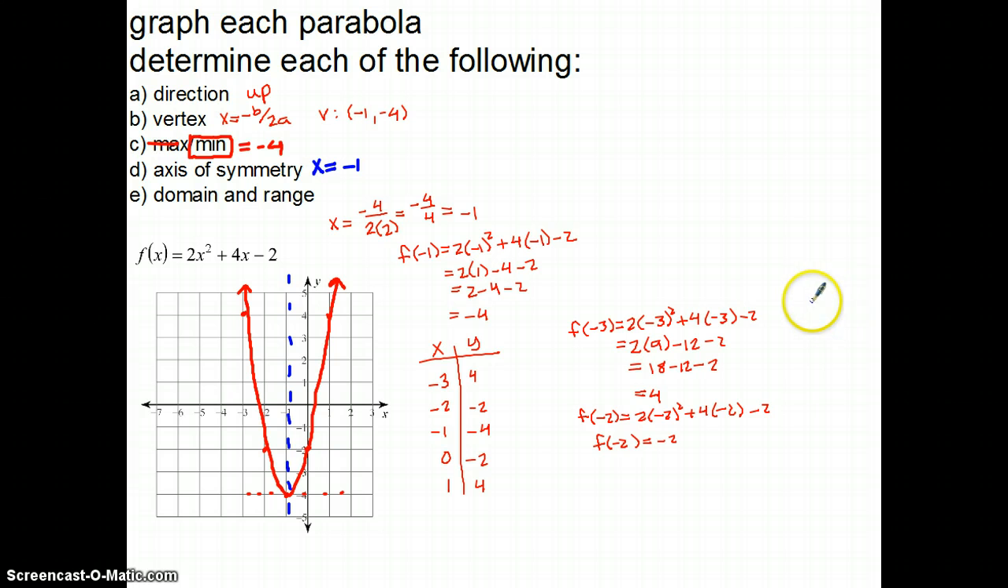Now domain and range. We have discussed these in the past, but just as a refresher, domain is talking about all of the possible x values for your graph.